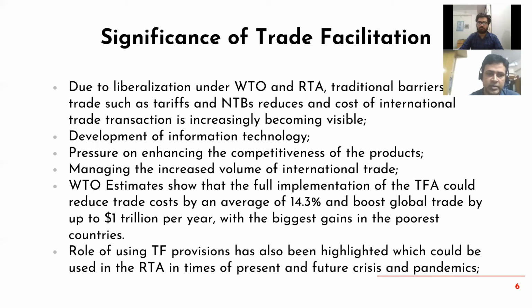Statistics of WTO estimate that the full implementation of the Trade Facilitation Agreement could reduce trade costs by an average of 14.3% and boost global trade by up to $1 trillion per year, with the biggest gains in the poorest countries. Another important issue is that recently a trend has been shown that trade facilitation provisions could be used in regional trade agreements in times of present and future crises and pandemics. In this scenario, this issue has gained more significance in recent days.